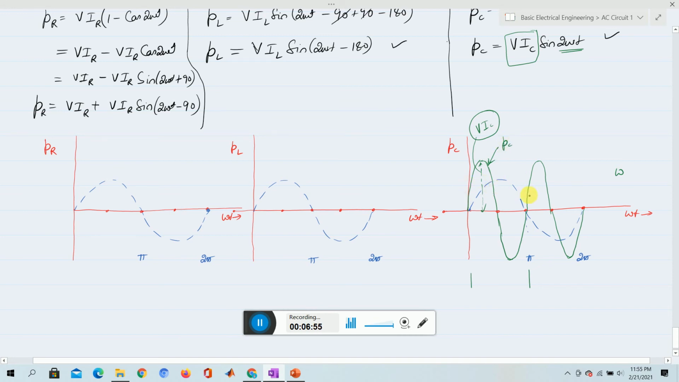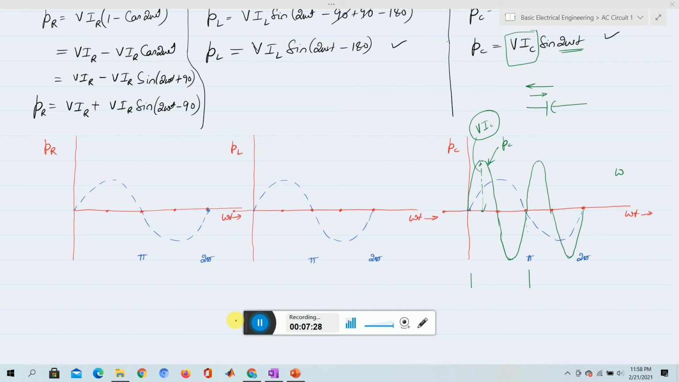So in one cycle, twice it has a positive value and twice it has negative power. So we can say that during the positive power it is absorbing the power, and then the power is given back to the source, because this is represented by the capacitor. So when the power is positive, the capacitor is absorbing the power, and when the power is negative, the capacitor is giving back the power.